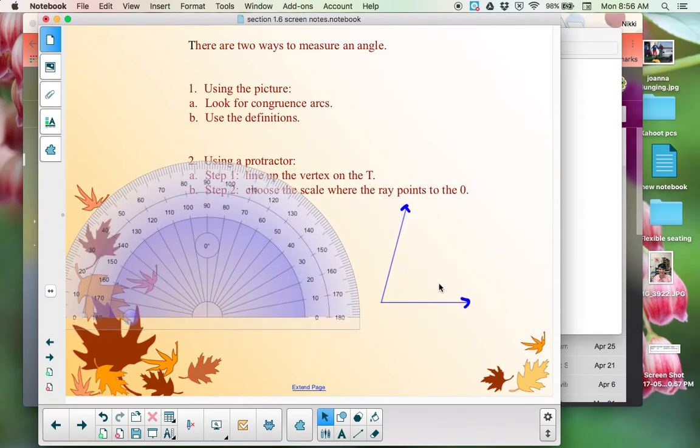If I move this out of the way, does that look more like a 75-degree angle, or does it look more like a 105-degree angle? It's less than 90, so it's a 75-degree angle. That's the other way that you can do it.